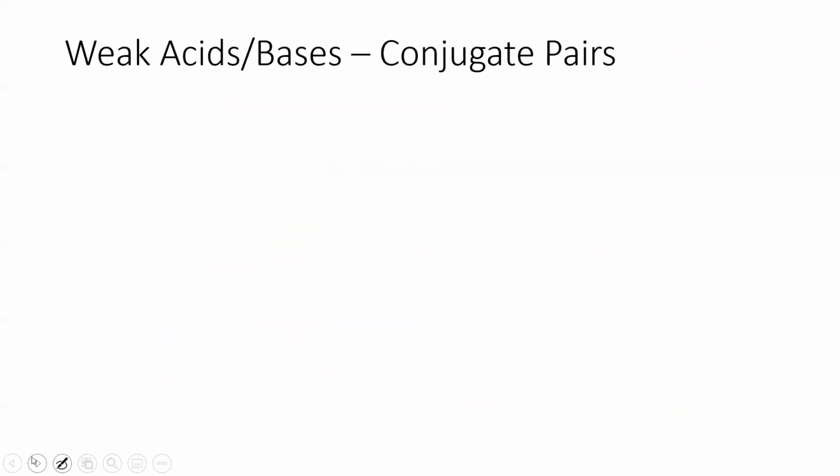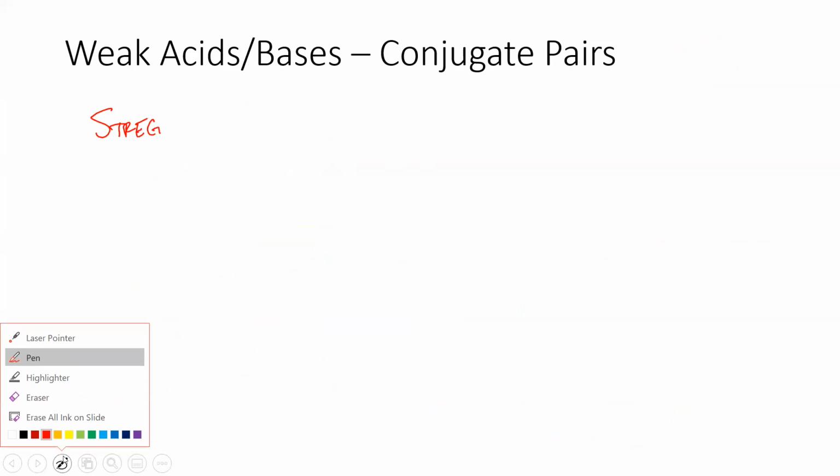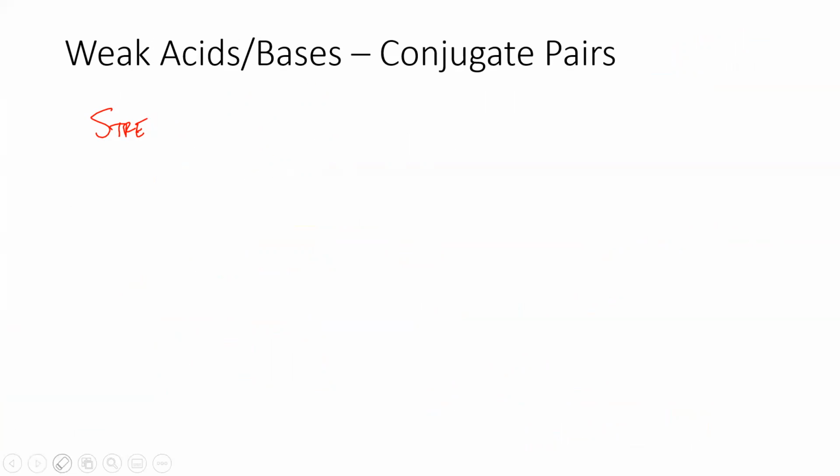All right. Weak acids and bases. So these conjugate pairs, we talked about that a little bit. And so as the strength of the acid or base goes up, the strength of the conjugate goes down.